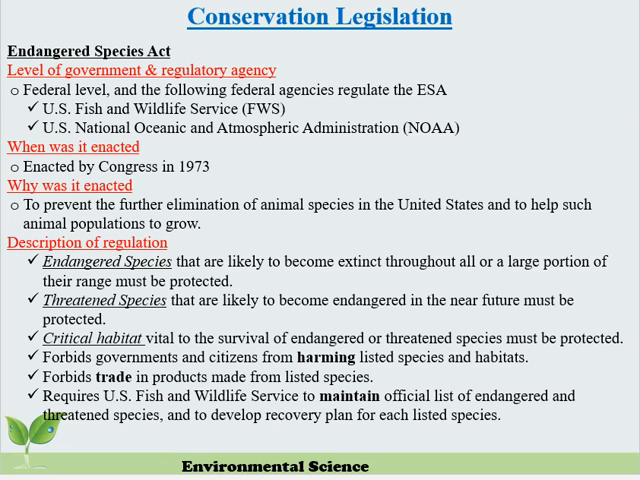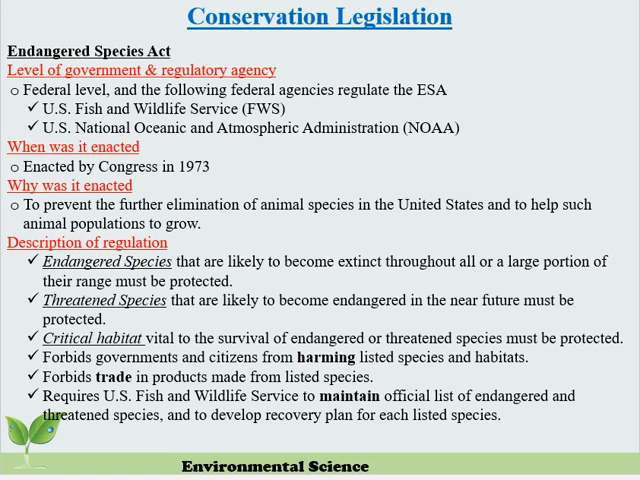It talks about level of government and regulatory agency, when it was enacted, why it was enacted, and a description of the regulation. So what you need to understand primarily for level of government and regulatory agency is that it's federal. All of these acts are created by Congress. Okay, they're on the federal level. You can see here, U.S. Fish and Wildlife Service, NOAA, National Oceanic and Atmospheric Administration. Those are the regulatory agencies.